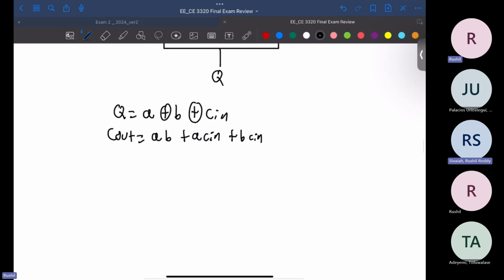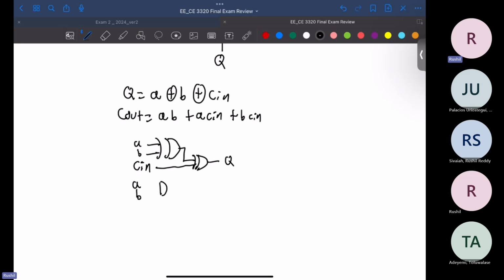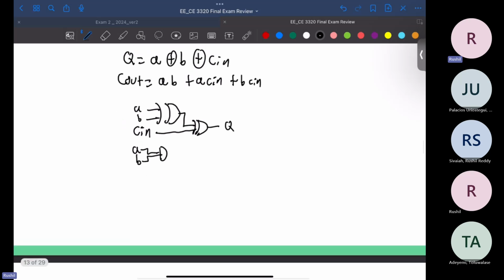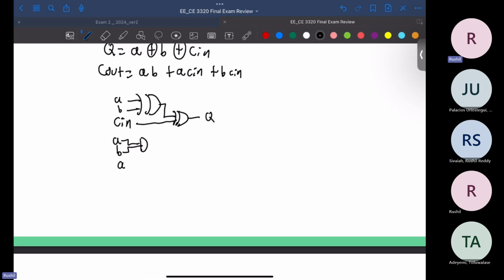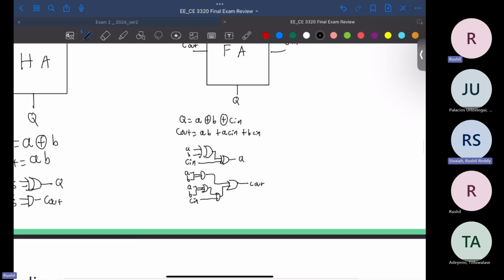Cool. So I guess we'll go ahead and make this. So Q. Okay, can someone tell me if that looks right? I think that makes sense.